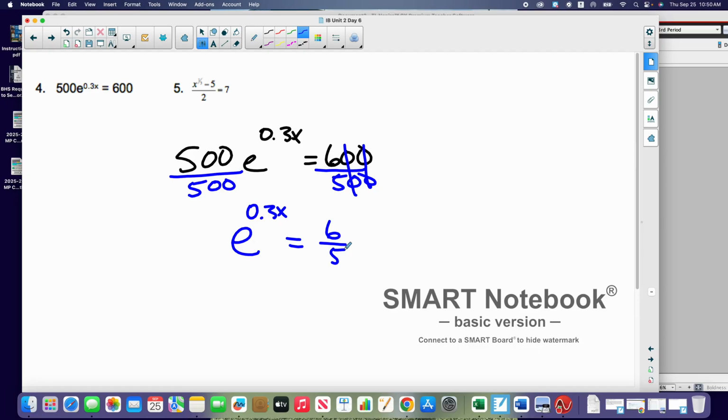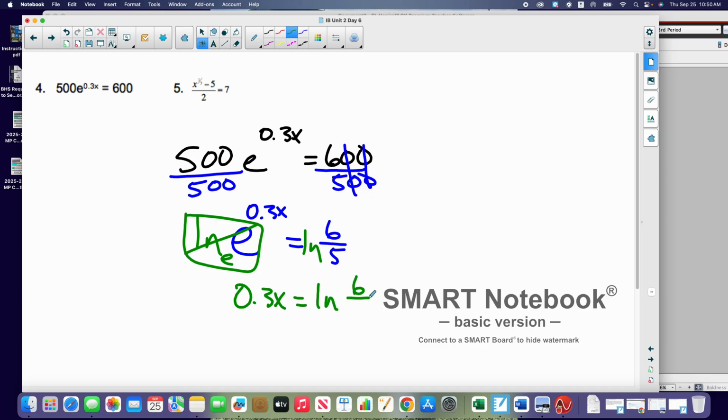Now, I've got it to a base and an exponent. I've got the base, I've got my exponent, but I'm stuck. Now, what am I going to do? Natural log. That's correct. I'm going to do the natural log on this side, and the natural log on that side. Why did I choose natural log? Because the e's cancel. That gives me 0.3x equals natural log of 6/5.